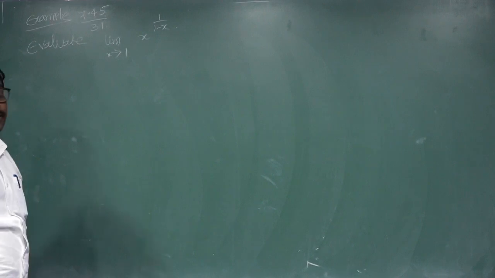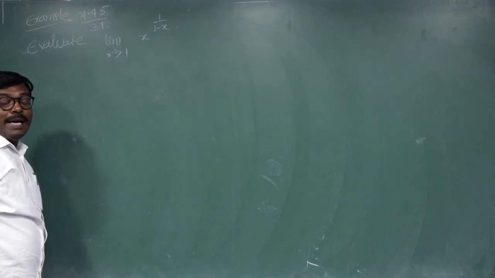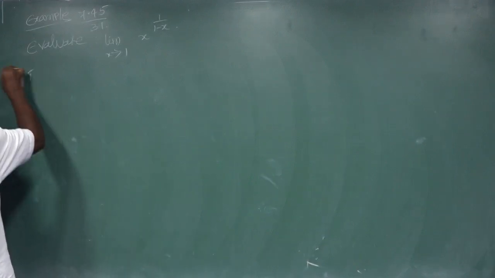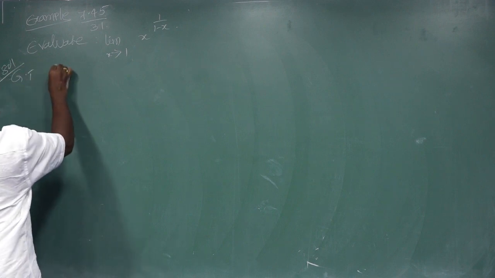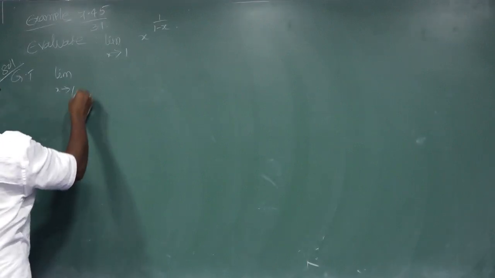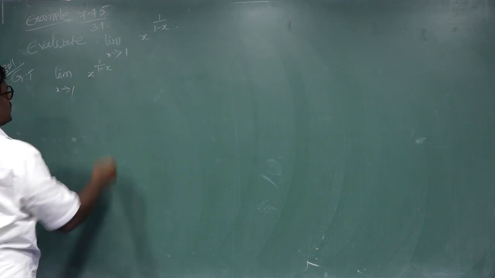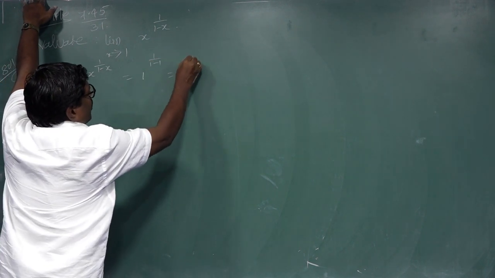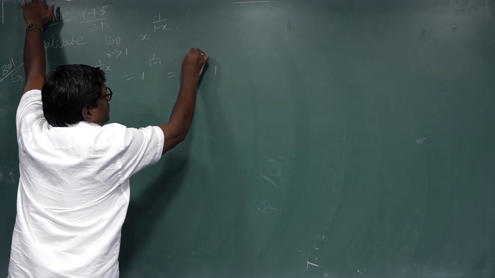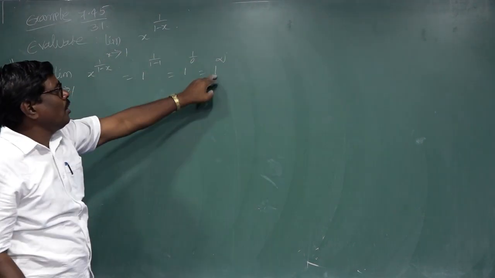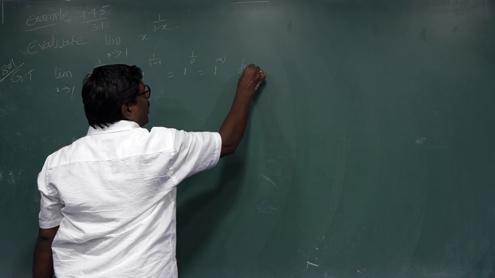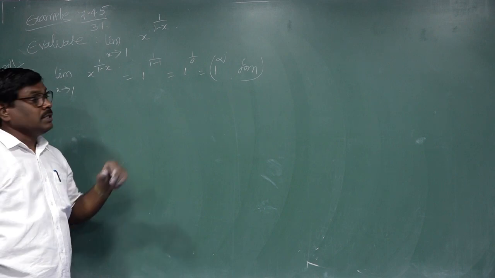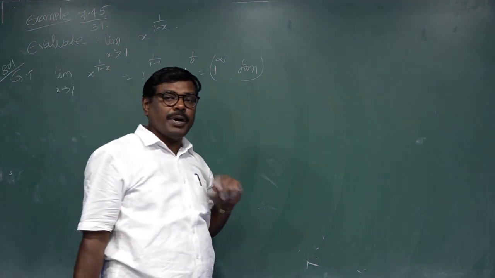Page number 31. Evaluate the limit as x tends to 1 of x power of 1 by 1 minus x. Given that limit, substituting x equals 1 gives 1 power of 1 by 0, that is 1 power of infinity. This is an indeterminate form, but we cannot use the L'Hospital rule directly, since it applies to 0 by 0 or infinity by infinity.